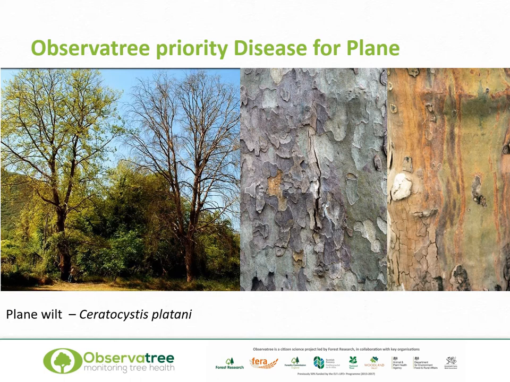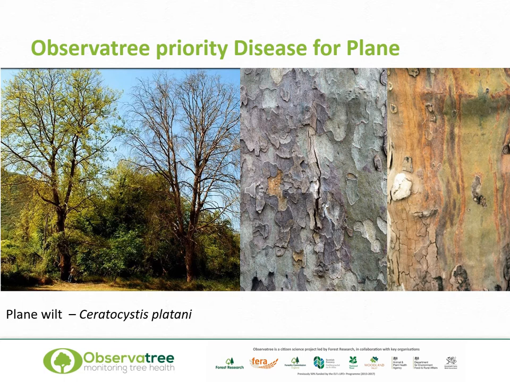Plane wilt, also known as canker stain of plane, is a serious disease of plane trees, caused by the fungus Ceratocystis platani. This disease affects the water conducting vessels of plane trees, causing wilting of the leaves and staining of the wood. The disease is usually fatal, with young trees of a diameter of 30 to 40 centimeters being killed within 2 to 3 years after infection, and older, more vigorous trees within 4 to 5 years.